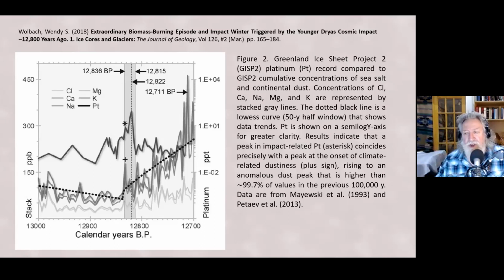So basically what you're looking at there would be, yes, climate related. So the asterisk coincides precisely with a peak at the onset of climate related dustiness right here, rising to an anomalous dust peak that is higher than 99.7% of values in the previous 100,000 years. Okay, so here's what you've got. Here's the significance of that.